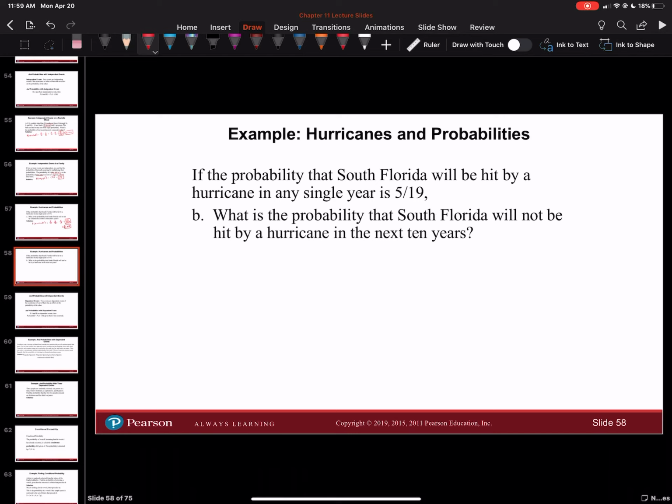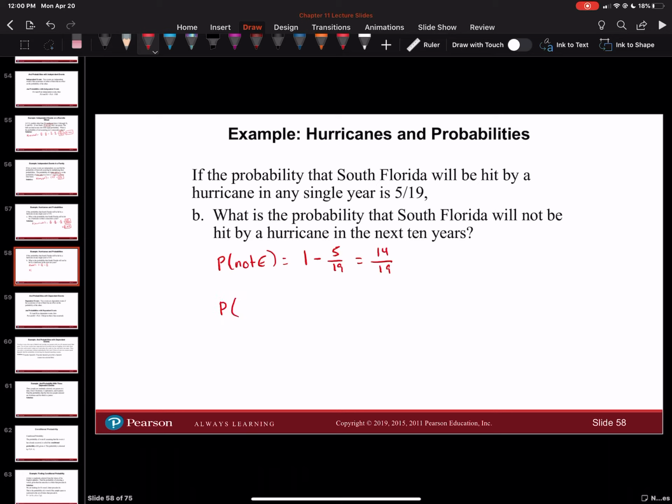So let's look. Now, what is the probability that it will not be hit by a hurricane in the next 10 years? We know the probability that it will hit is 5/19. The probability of it not hitting, of not E, is equal to 1 minus 5/19, which is 14/19.